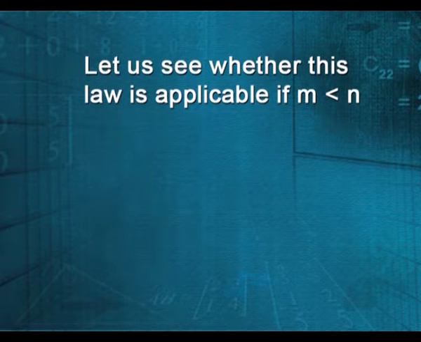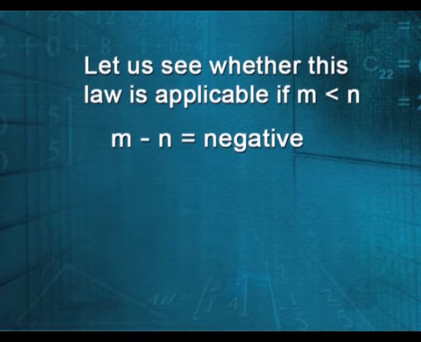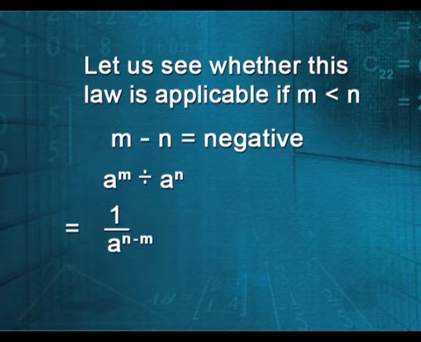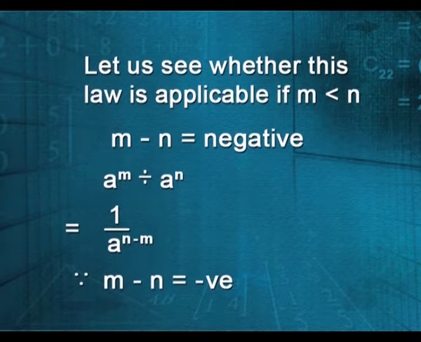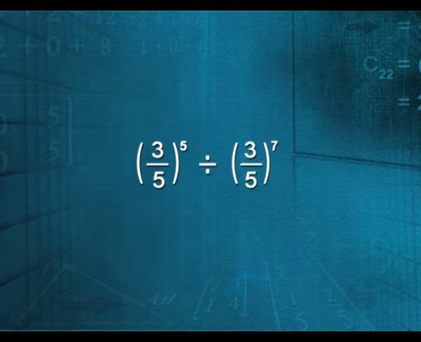Let us see whether this law is applicable if m is less than n. If m is less than n, then m minus n is negative, and A raised to power m divided by A raised to power n is equal to 1 upon A raised to power n minus m, because m minus n is negative. Suppose you have given 3 by 5 raised to power 5 divided by 3 by 5 raised to power 7. Here what is A? A is 3 by 5. What is m? m is 5. And what is n? n is 7. Certainly, m is less than n.